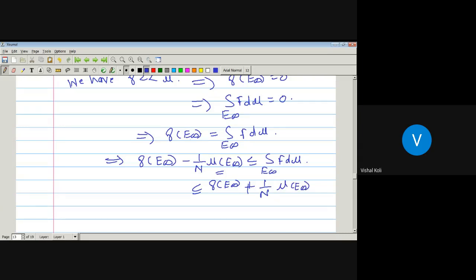Since gamma of E infinity is equal to the integration over set E infinity of f d mu, when we subtract 1 by n measure of E infinity, which is always a non-negative quantity, it is always less than or equal to this quantity. Similarly, if we add 1 by n measure of E infinity, if the measure of E infinity is equal to 0, then it is equal to the integration over set E infinity of f d mu. And if the measure of E infinity is greater than 0, then this quantity must be greater than or equal to this quantity. So here we get this. Take this one as equation 9.